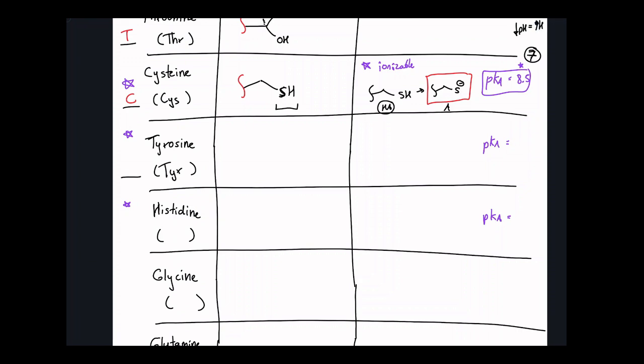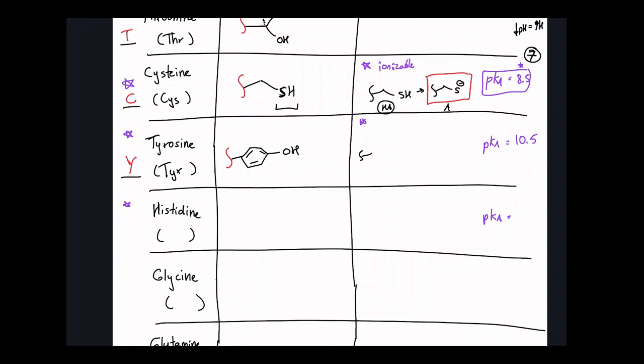Tyrosine is TYR. Now, since T is taken by threonine, we use Y for this. This is another amino acid that's quite large, so some people consider it hydrophobic. But there's an OH at the end, so again, we have hydrogen bonding that OH can allow for. Now, looking at my reference document here, we see that tyrosine has a pKa of about 10.5, so that was what I was thinking of above.